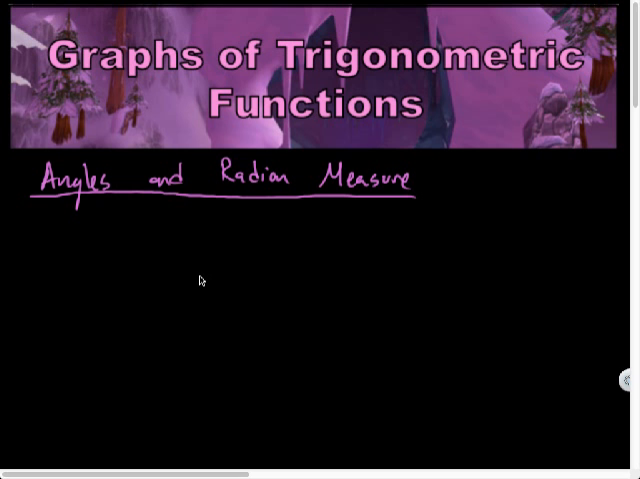We're talking about graphs of trigonometric functions, right? So we're going to be actually graphing some of our trig ratios later on in this chapter. It's going to be quite interesting. They have a lot of interesting behaviors and applications within the real world, actually.